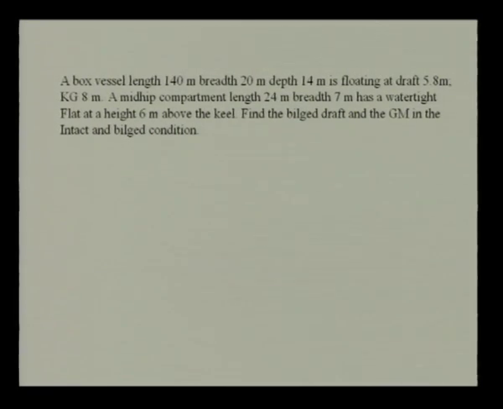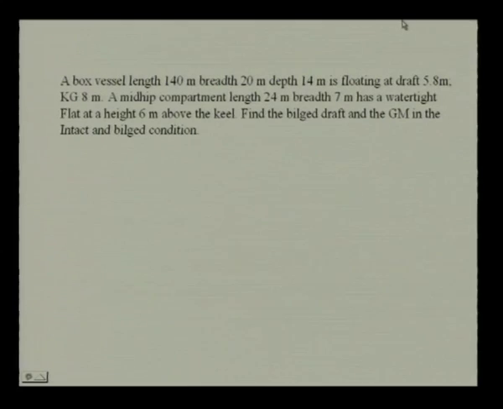A box vessel of length 140 meter with breadth 20 meters, depth 14 meters is floating at a draft of 5.8 meters. You are given the KG as 8 meters. It has a midship compartment of length 24 meter, breadth 7 meter, with a watertight flat at a height 6 meter above the keel. Find the bilged draft and the GM in the intact and bilged condition. Okay, I will explain what this problem is.